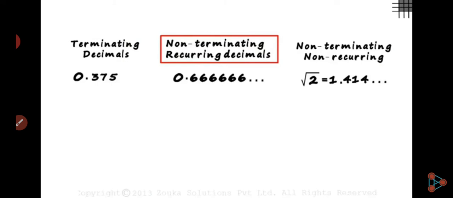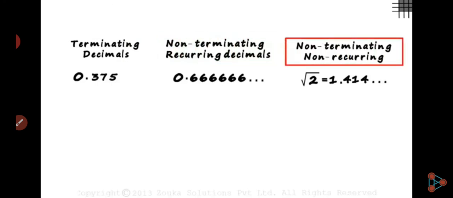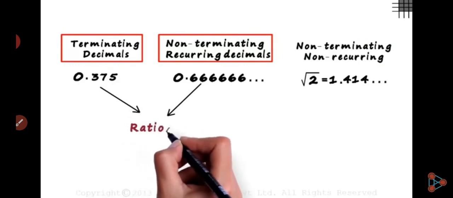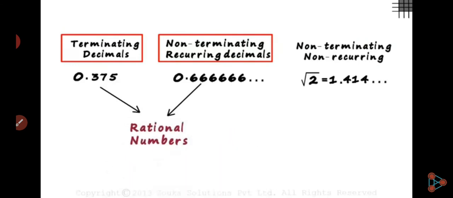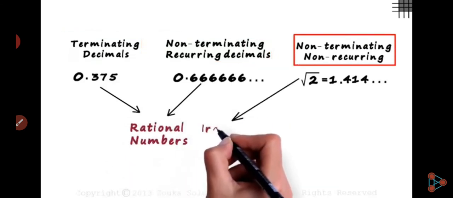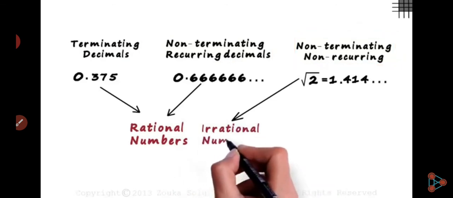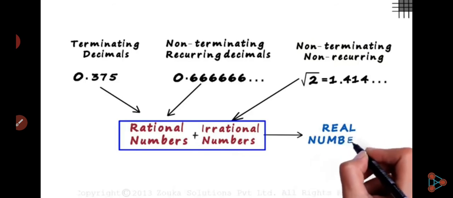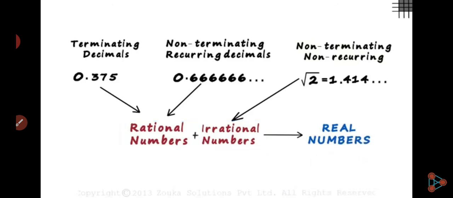Now see, terminating decimal and non-terminating recurring decimal are forms of rational numbers, because we can write them in the form of p upon q, and this other type is called an irrational number. A rational number plus an irrational number become a real number. Understand, these both become a real number. Understand?